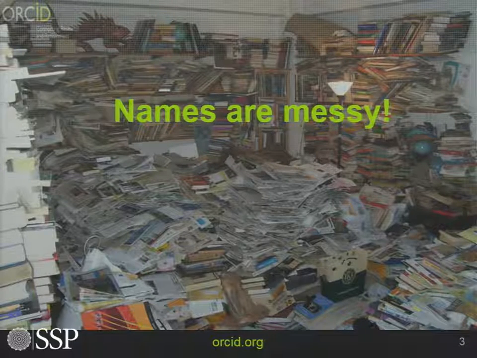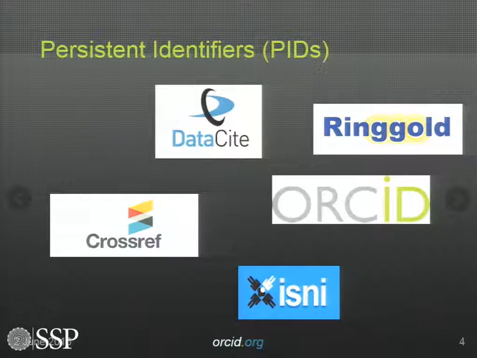The reason for this is that basically names are messy. There are all sorts of things that share the same name, or one thing that can have many names. Names can get transliterated into different languages, abbreviated, there are acronyms. There's lots of reasons why there's a lot of ambiguity around names. And this is why persistent identifiers exist, really, and there's a lot of them.